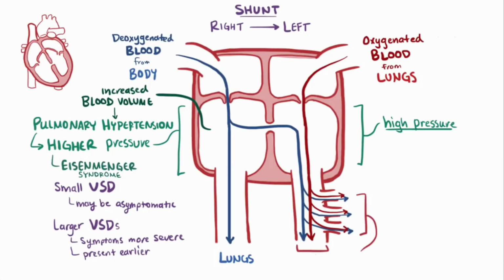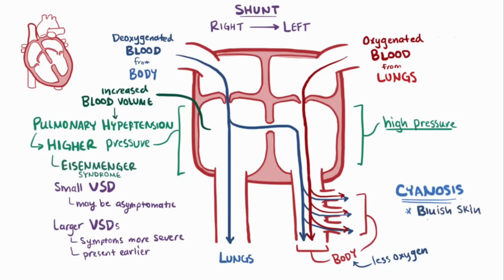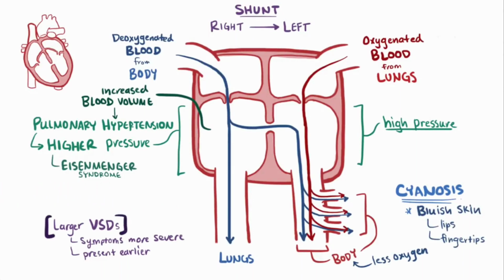Now, deoxygenated blood is escaping out to the systemic circulation and being pumped out to the whole body via the aorta. This essentially means that less oxygen is being delivered to the tissues, which definitely isn't good. Patients can present with cyanosis. Specifically, it can appear as bluish skin in certain areas like around the lips or the fingertips. Due to the severity of these complications with larger defects, surgical closure of the VSD might be needed.